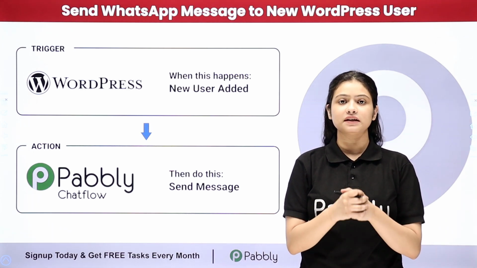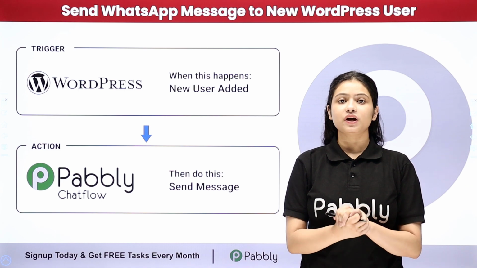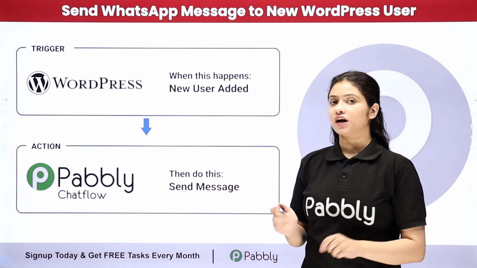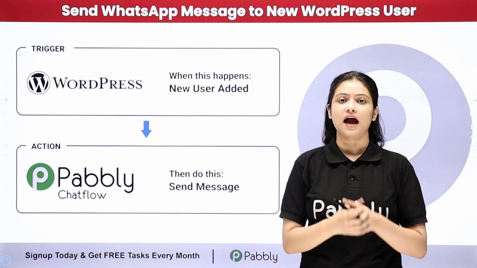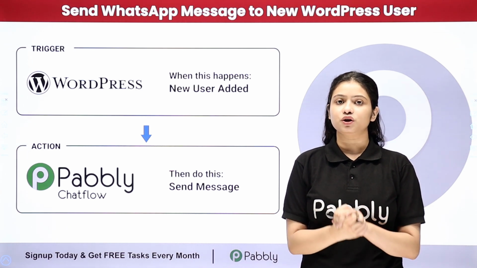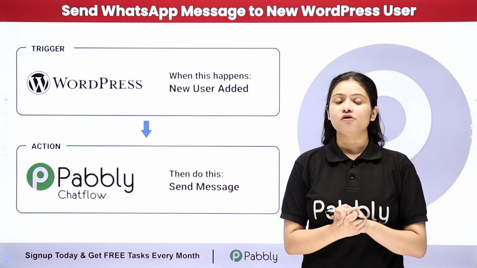Now here to automatically send WhatsApp messages to each of the new WordPress user, I'm going to use Pabbly Chat Flow. That is an amazing WhatsApp automation tool. So here I'm going to connect my WordPress site with Pabbly Chat Flow in such a way that every time a new user is added, automatically a WhatsApp message is going to be sent to that same user with the help of Pabbly Chat Flow.